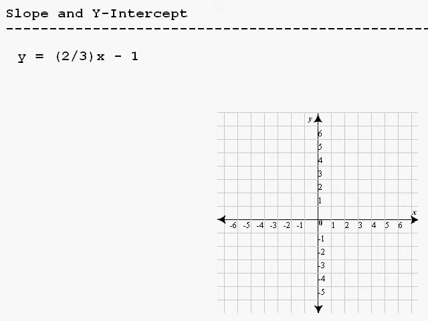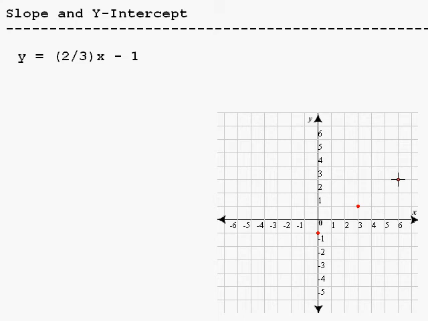Okay, so here's what we're going to do. We know the y-intercept is here at -1, so we're going to put a dot. Our slope means a rise of 2 for a run of 3. So if we go over 3, 1, 2, 3, and we go up 2, 1, 2, there should be another point here. And if we do it again, over 3 and up 2, there's another point.